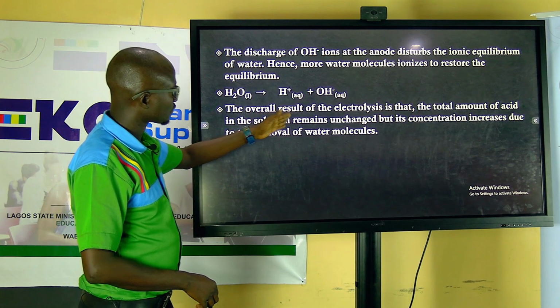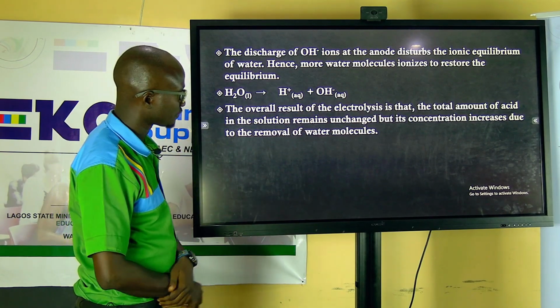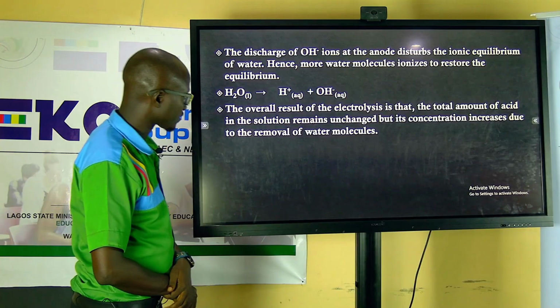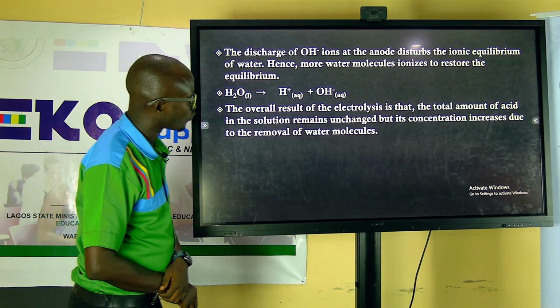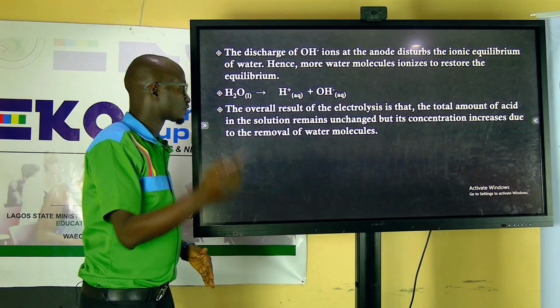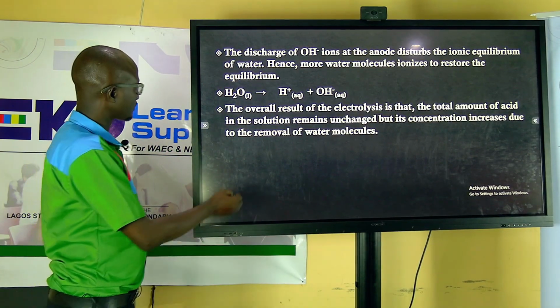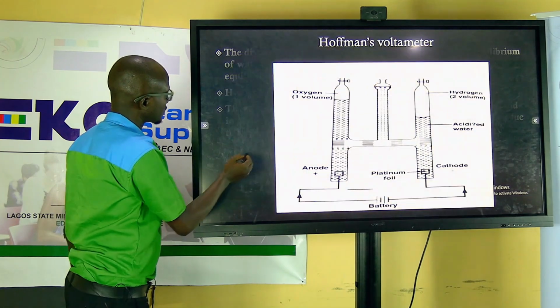So the overall result is that the total amount of acid in the solution remains unchanged and its concentration increases due to the removal of water molecules. Because as the level of water reduces, the concentration of the acid increases. So that is what we have on that side.